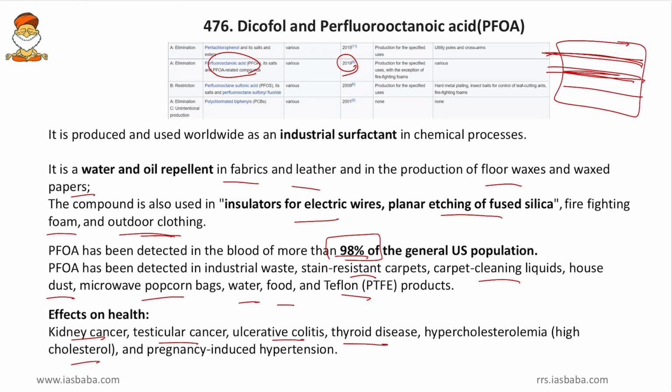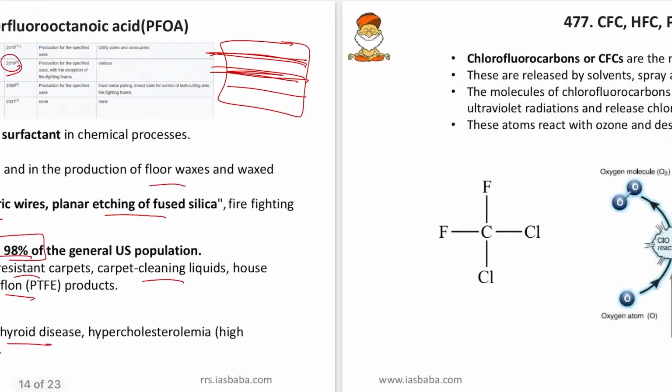Then pregnancy induced hypertension. So hypertension during pregnancy is also an effect of this perfluorooctanic acid. So this is a brief account on Dicaphol and perfluorooctanic acid. Then come to the next one.